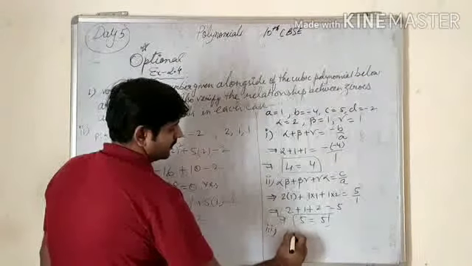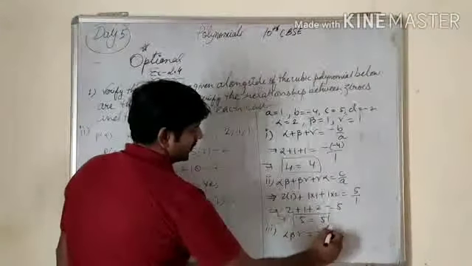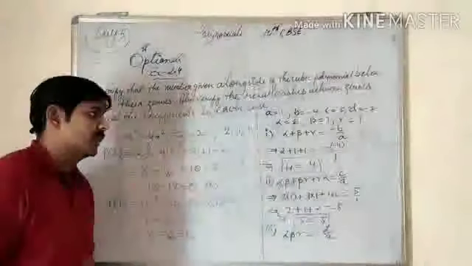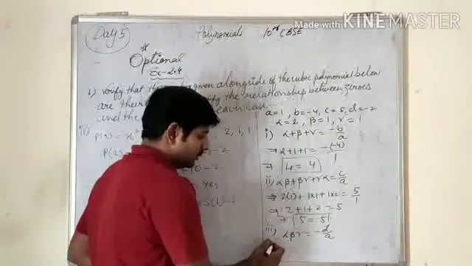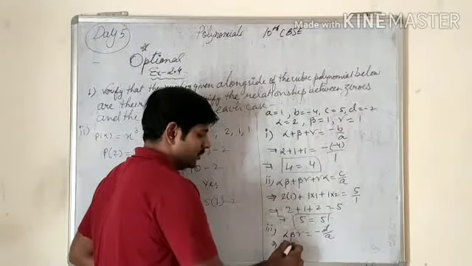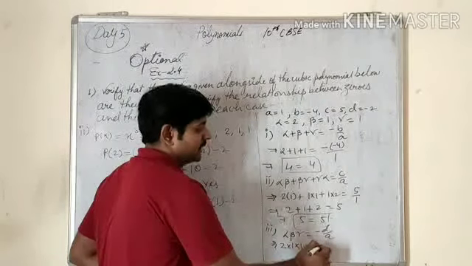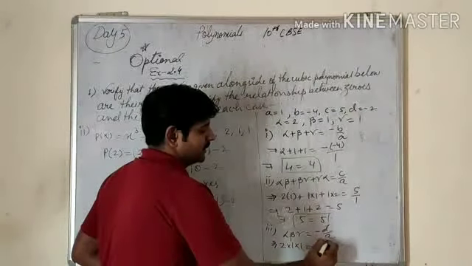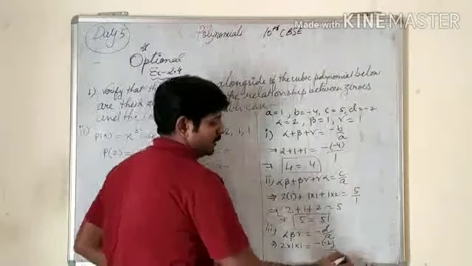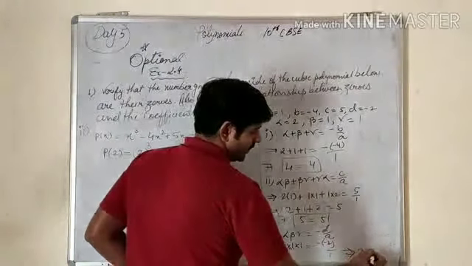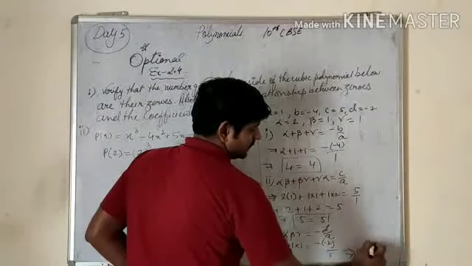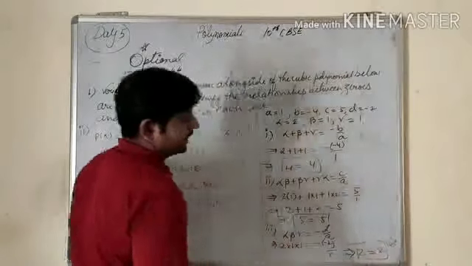And the third relation, alpha beta gamma equals minus d upon a. There is a product of all. 2 into 1 into 1 equals minus d, and d is minus 2. So finally we get 2 equals 2. That is also done. Verified. Please write it down.